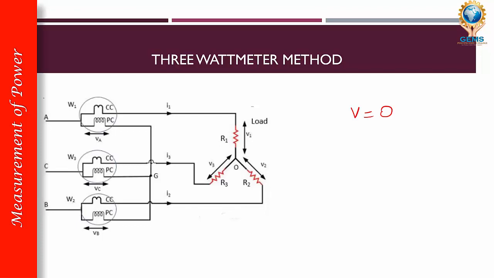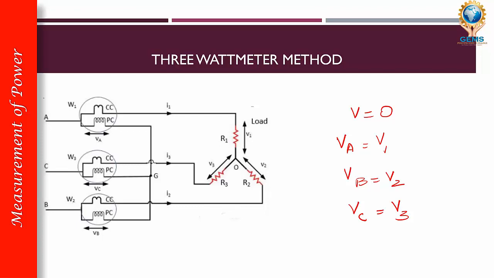Also, we can have substitution like this. VA is equal to V1, VB is equal to V2, VC is equal to V3. So the voltage at this junction is 0. And VA is nothing but voltage V1, VC is nothing but voltage V3, and VB is nothing but voltage V2.